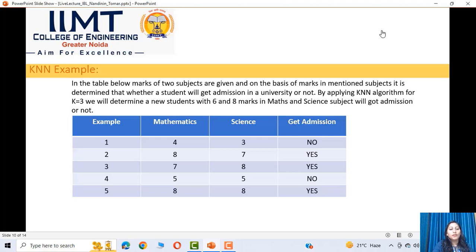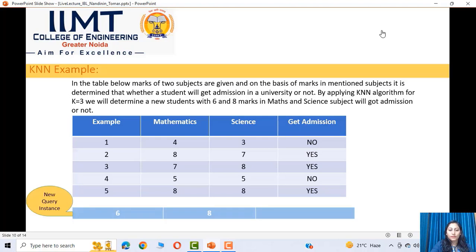So our new query instance has the values 6 and 8, that is the marks in maths and science subjects, and here the value of k is equal to 3. It means that we have to consider the 3 closest nearest neighbors of our new query instance, which is the student with marks 6 and 8 in maths and science in this case. So this is our new query instance. We have to find out the label, whether he will get the admission or not, yes or no.